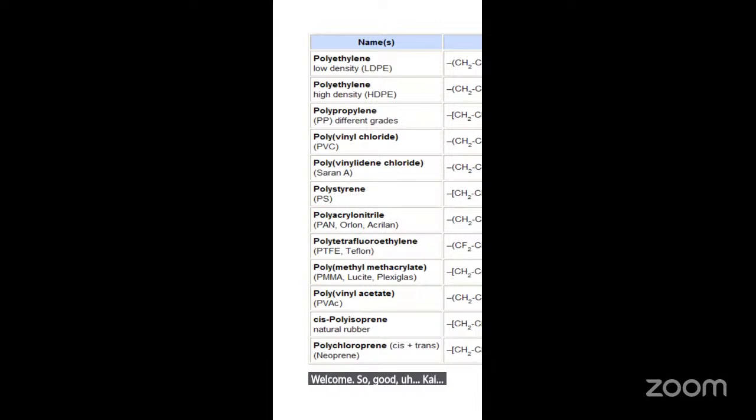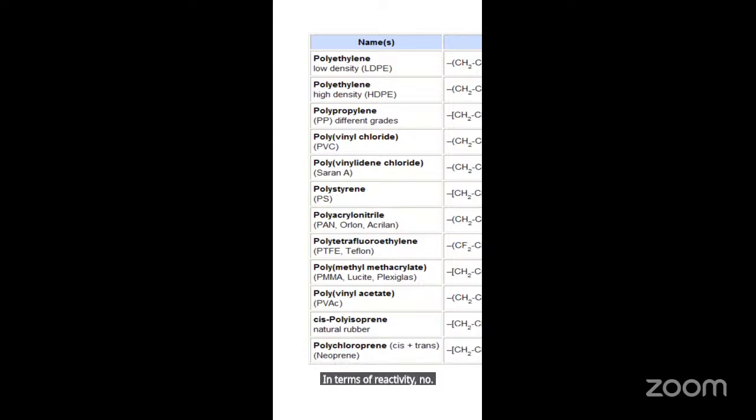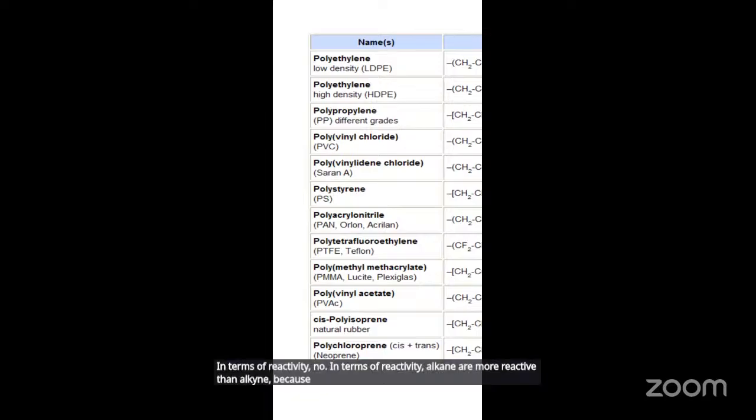Kairat. Yes, ma. Good evening, ma. Please, I want to ask, alkene, ENE, and alkyne, YNE, which one is more reactive? In terms of reactivity, alkenes are more reactive than alkynes because for alkyne to finish reaction.